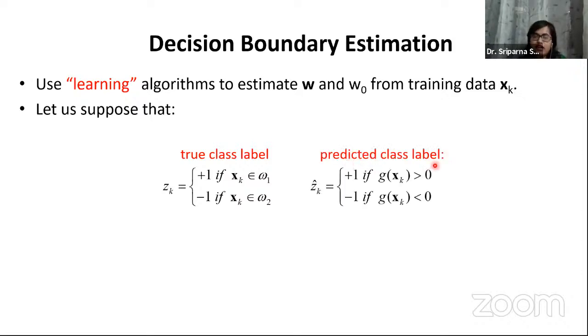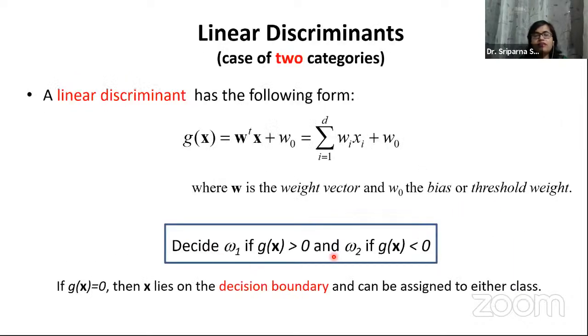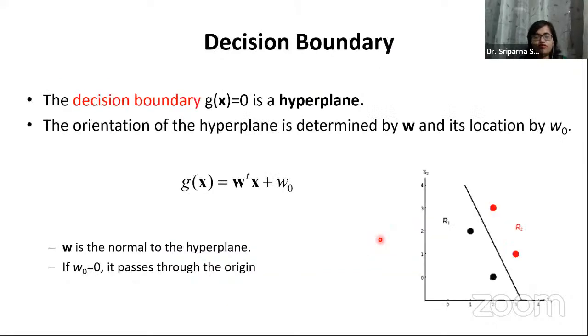So this is the predicted class level that we already discussed, the Z bar. If it is plus 1 and it is again plus 1, no error is there. It will be plus 1 if g of xk is greater than 0, and minus 1 if g of xk is less than 0. If this is not familiar, just check the previous slides, where this has already been explained. This is the decision that we have to take: plus 1 for class 1 and minus 1 for class 2, represented here in equation form.